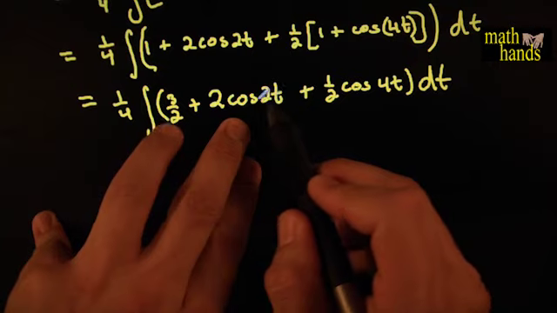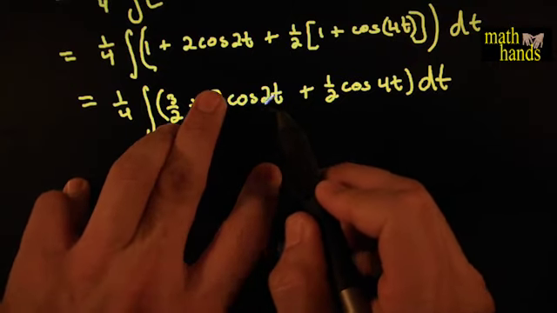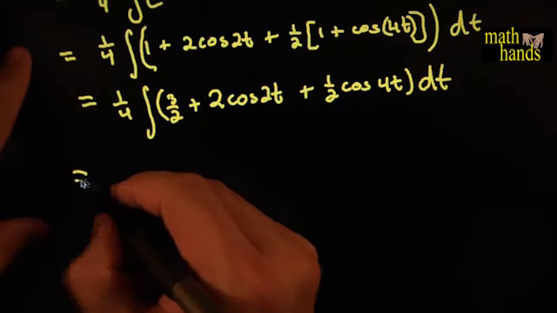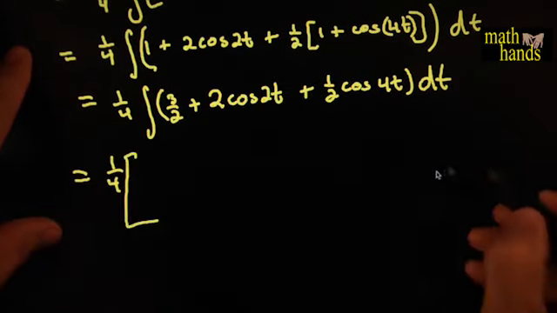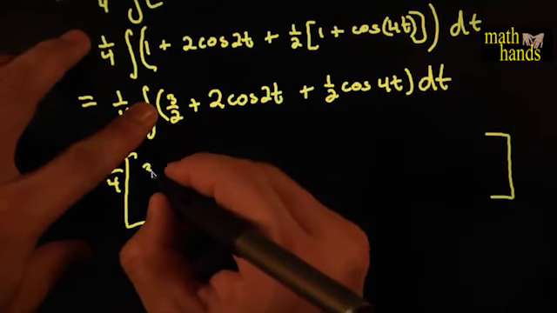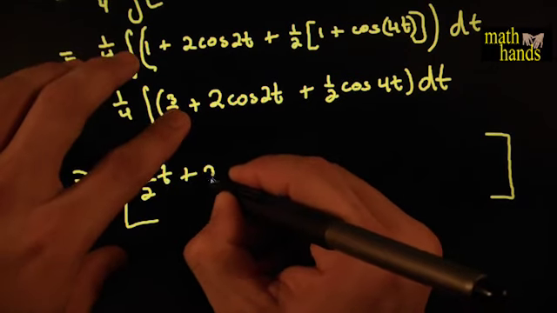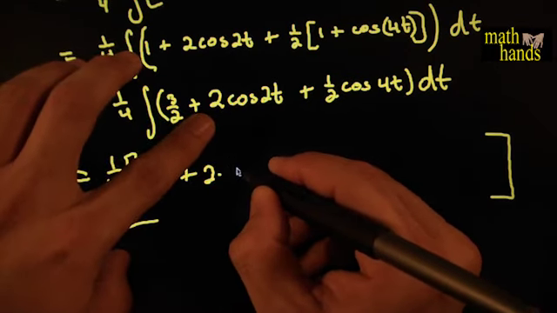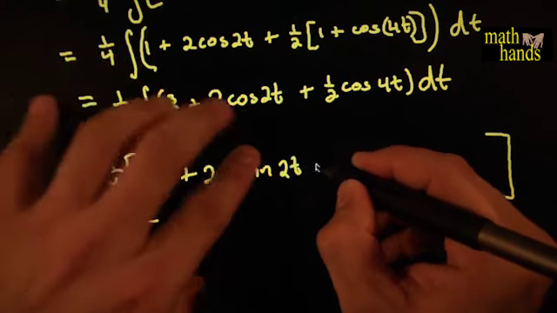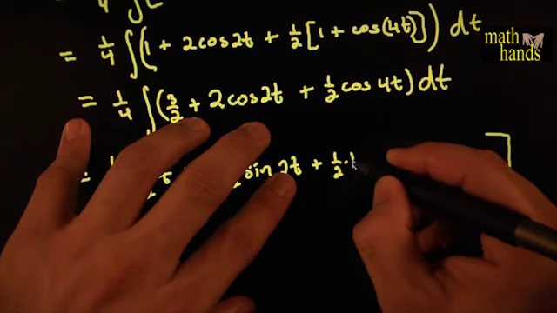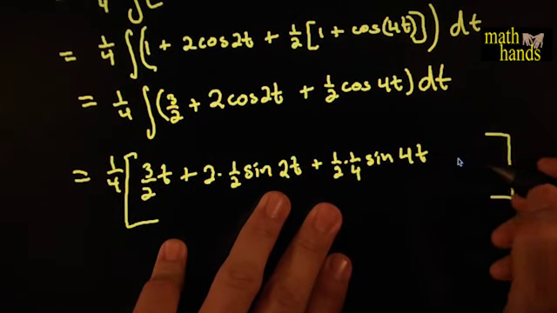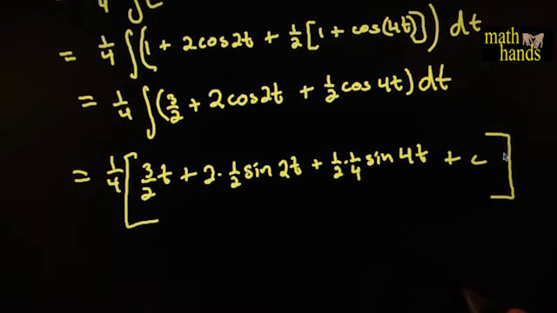The cosine 2t, it'll be easy. That's just the sine 2t with a 1/2 on it. And this one, same thing. It would be a sine 4t with a 1/4 on it. I'm ready to roll on this one. So it'll be 1/4. I'll make some big brackets. Let's go with it. 3/2 t plus 2 times 1/2 sine 2t plus 1/2 times 1/4 sine 4t plus a constant, whatever.